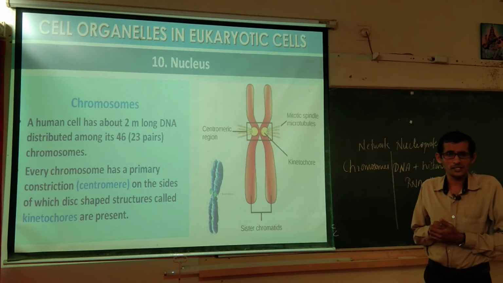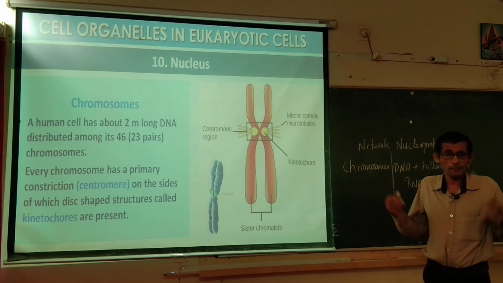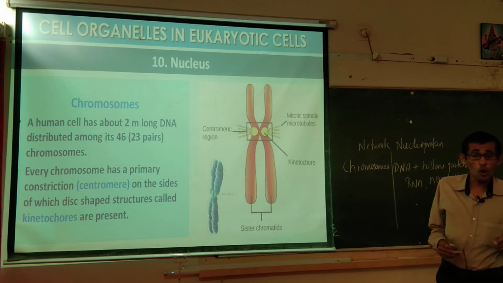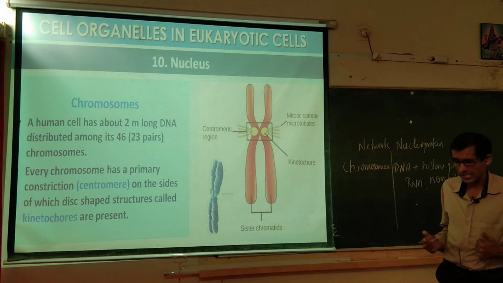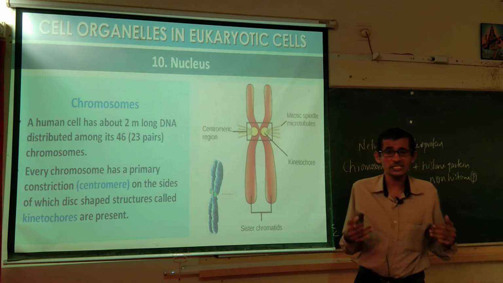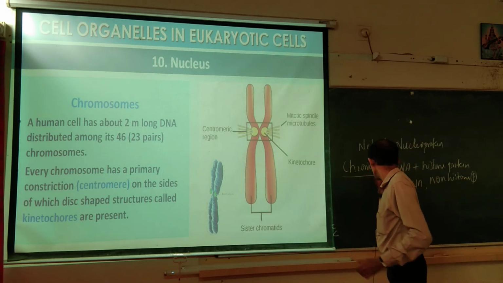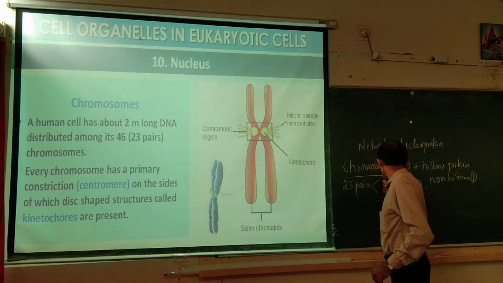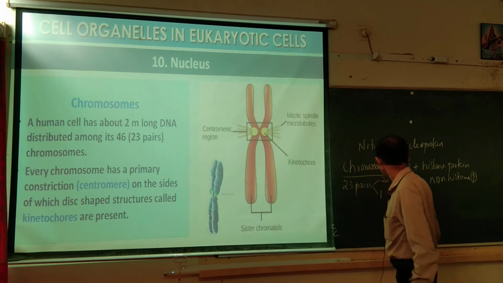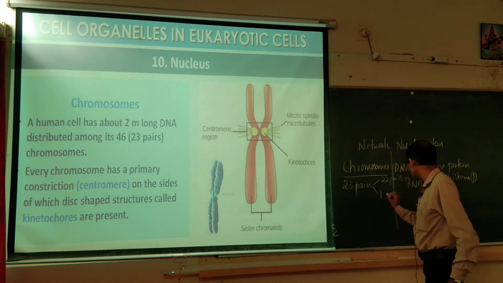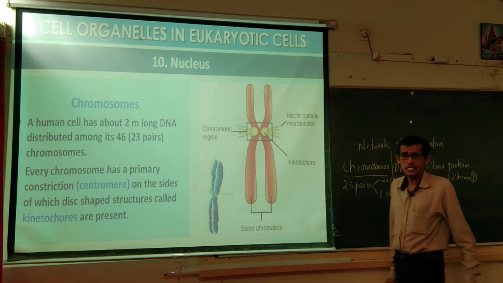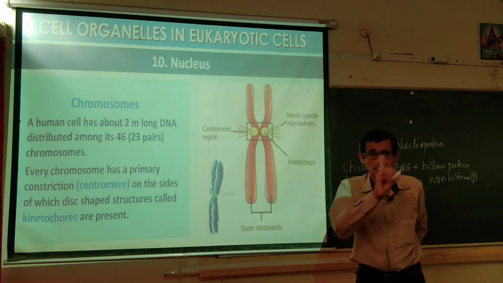So a chromosome has DNA. How much DNA? It is about 2 meters of DNA distributed among 46 chromosomes, meaning 23 pairs of chromosomes. We all know that in our body we have 23 pairs of chromosomes. Of these, 22 pairs are autosomes and 1 pair is the sex chromosome, which determines the sex of an individual.